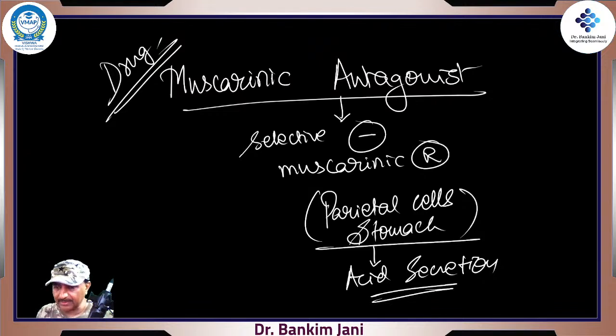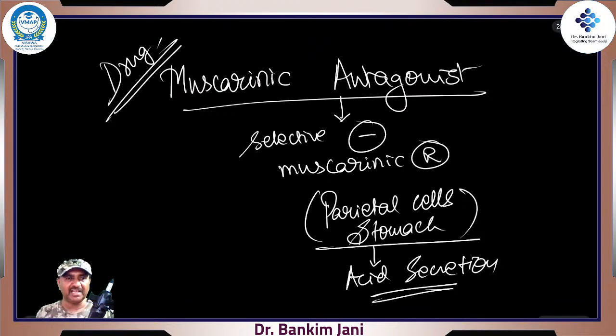Because these parietal cells have muscarinic receptors, and because these muscarinic receptors are parasympathetic, that means rest and digest. So when you are resting, when you are digesting, these parasympathetic muscarinic receptors will say, chalo release acid, shuru karo acid digestion, acid secretion. So let's start the digestion.